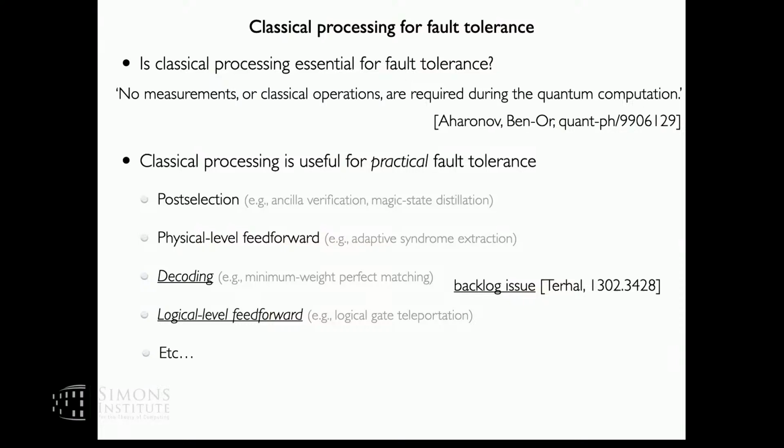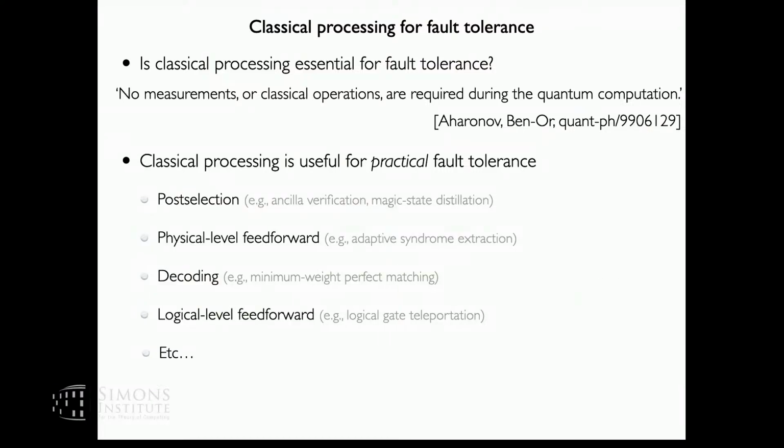And the third, decoding, I'm referring mostly to the non-adaptive part of your error correction protocol. For example, the well-known minimum weight perfect matching, the union-find decoder. The outcomes of your decoding algorithms are Pauli operators, but you will never need to physically apply them because you can just keep track of them. That's why we say it is non-adaptive. And the last point is logical level feed-forward, which is used in logical gate teleportation.